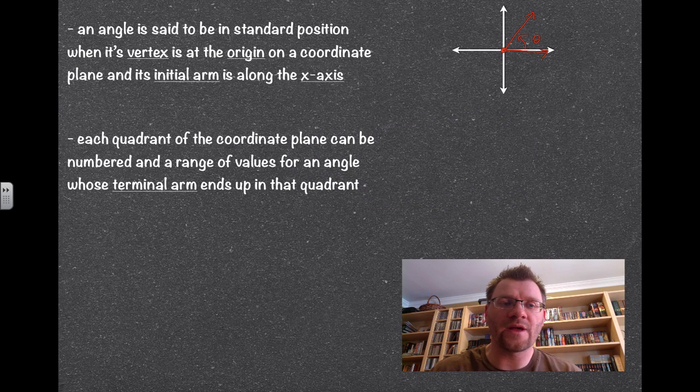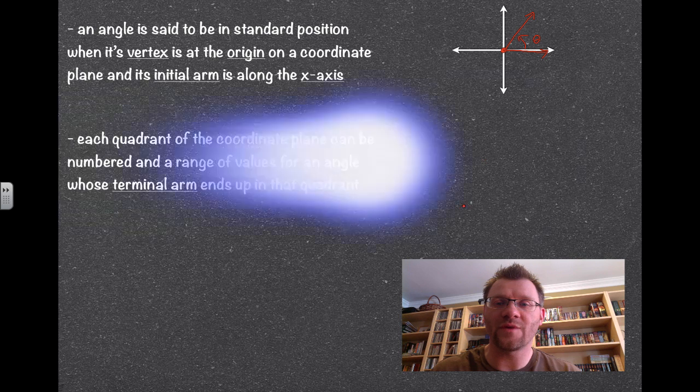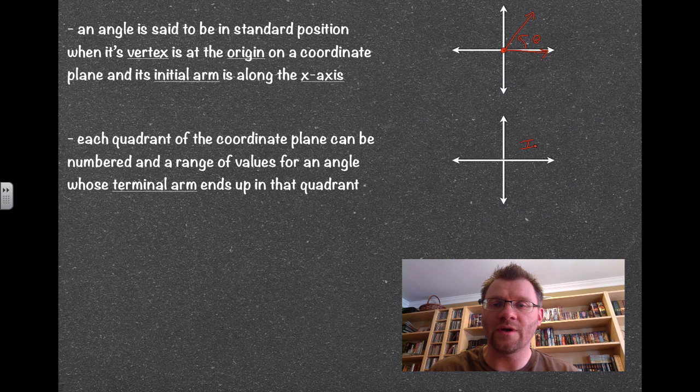Each quadrant of the coordinate plane can be numbered, and a range of values for an angle whose terminal arm ends up in that quadrant can also be labeled. So this is quadrant 1, and those are angles from 0 degrees all the way to 90. In quadrant number 2, you're looking at angles from 90 to 180, not including 90 or 180, of course, because those are the angles that would be a right angle and a straight line. Quadrant number 3 is from 180 to 270, and quadrant number 4 is 270 to 360.